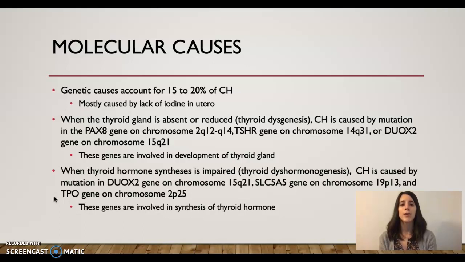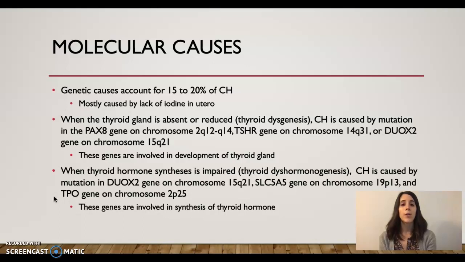Like I mentioned, thyroid dysgenesis, when the thyroid gland is absent or reduced, CH is caused by a mutation in the PAX8 gene, or the TSHR gene, or the DOX2 gene on various types of chromosomes. And all of those genes are involved in the development of the thyroid gland, which is why it makes sense that if there's a mutation in any of those genes, then the thyroid gland might be absent or missing a chunk of it, or it might be located somewhere else.